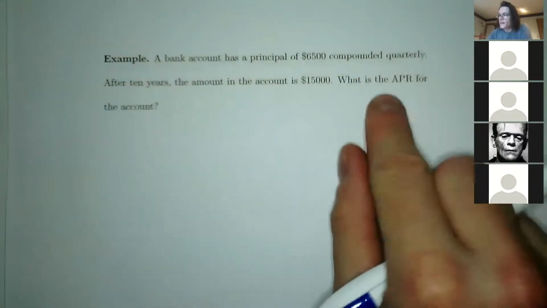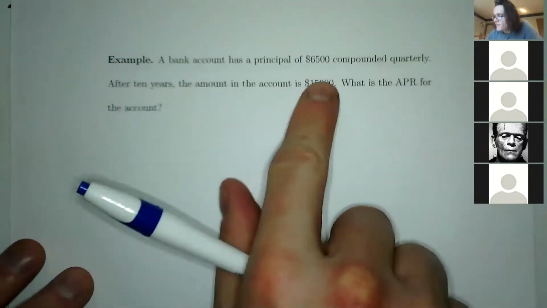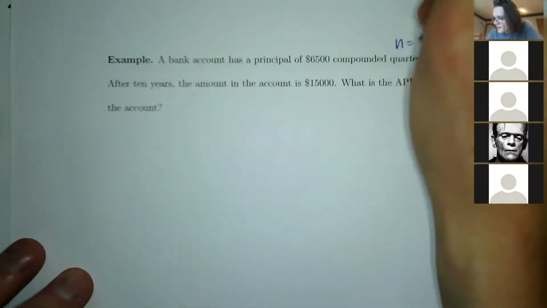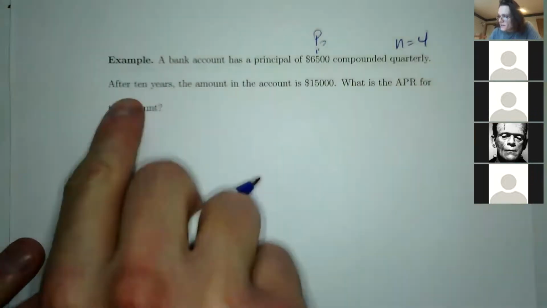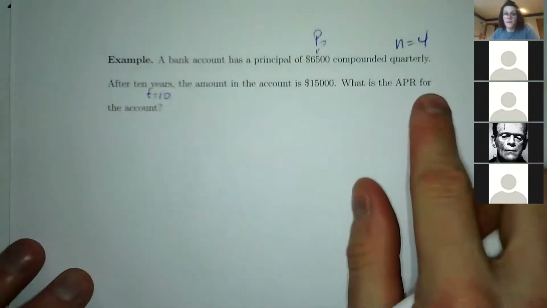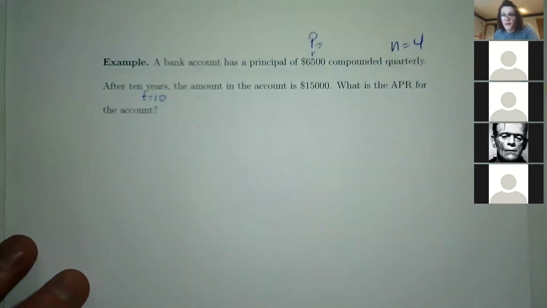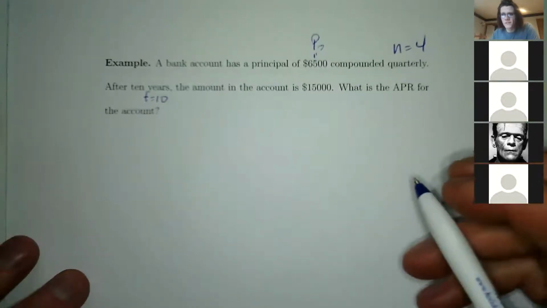Like this one here, we'll solve for the APR. So let's try it. A bank account has principal 6,500, compounded quarterly. So N is 4. This is my principal. After 10 years, the amount in the account was 15,000. So T is 10. What is the APR? Right. So as I said, we can't solve for the time T in the equation because we don't have logs, but we can solve for just about everything else.